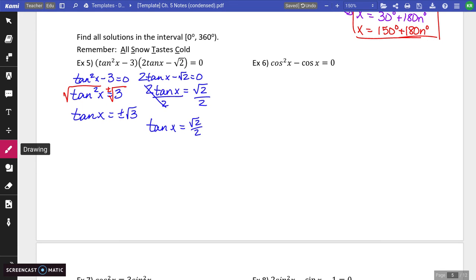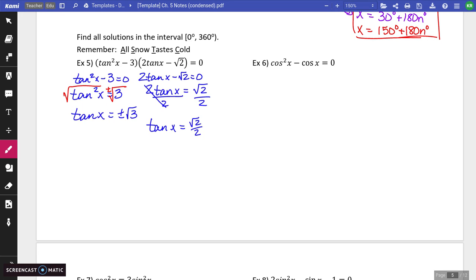So we are looking for an angle measure whose tangent is square root of 3. Now, positive and negative, so you're going to have 4 angle measures. You'll have 1 in each quadrant. Again, find the angle measure in the first quadrant, and then you can use reference angles to find the angle measures in the other 3 quadrants. So tangent of x equals plus or minus square root of 3.